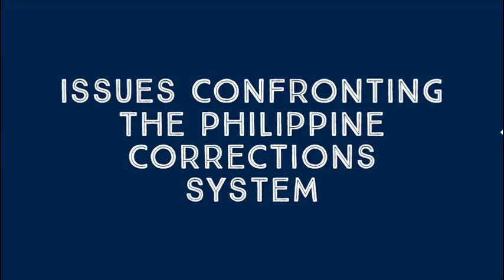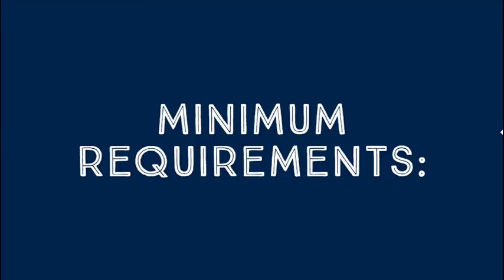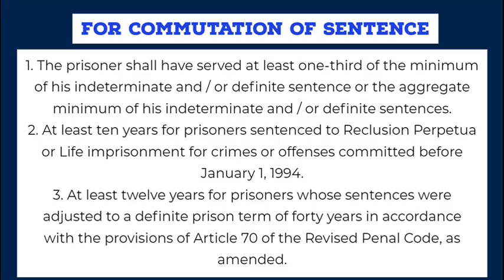Issues confronting the Philippine corrections system. 1. Overcrowding of certain prison institutions, jails. 2. Fragmented setup of the corrections system. 3. Lack of information technology systems and expertise. 4. Inadequate training, lack of awareness and understanding by some prison, jail officials and staff on the rights of inmates. Minimum requirements for commutation of sentence.